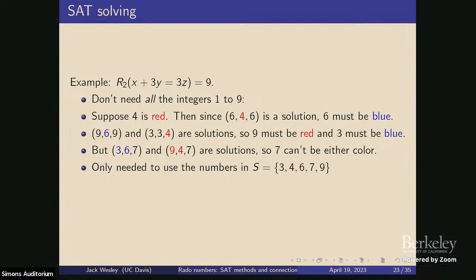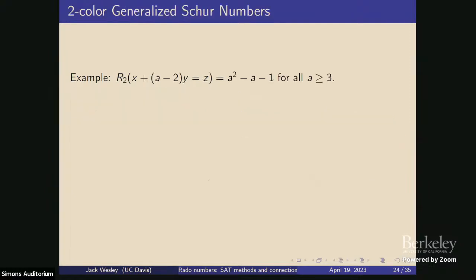But we did not need to use all the numbers 1 through 9. We could throw out 1, 2, 5, and 8, and the proof works just as well. But what we want to do is describe a set like this S that works for this entire family, right? So just to do another quick example, the 2-color number for this family is known to be a squared minus a minus 1. And we can use this set S to prove it for each a.